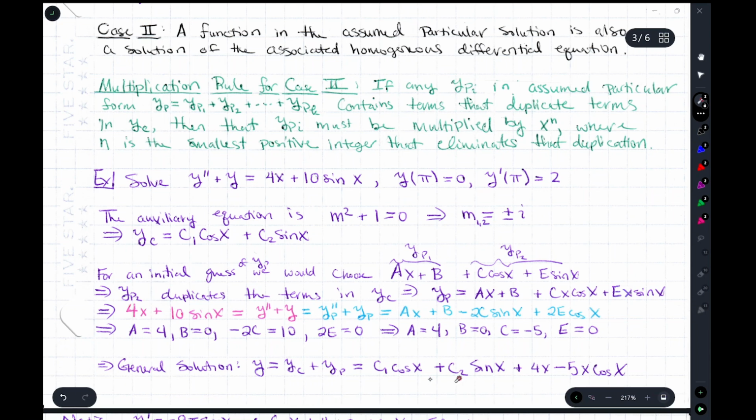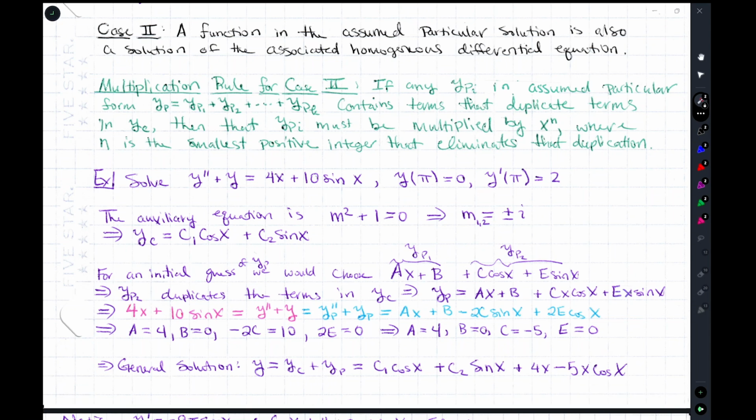And so we fix those, and now we have our general solution, y complementary plus this 4x, that's the A, which you found here. B was equal to 0, so nothing shows up there. And then we have C here, that was -5, and that's why you get a -5x cosine x. And E was found to be 0, so that's why we don't see an x sine x term over here. So we got our general solution, but this problem is an initial value problem.